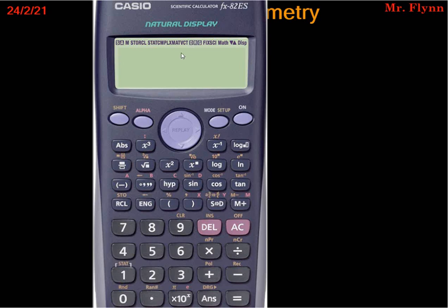To make sure that that D is shown, we're going to press the Shift key and the mode setup. You can see degree, radian, and I forget what that one actually is. We want to be in degrees, so we're just going to press the 3 button there, and that gets us back, and you should have your D up the top there. So now our calculator is in degrees.